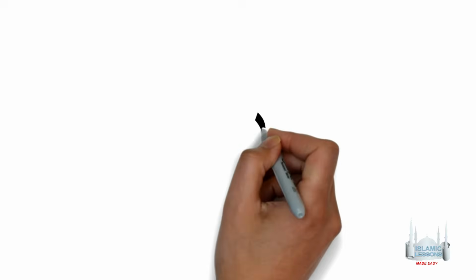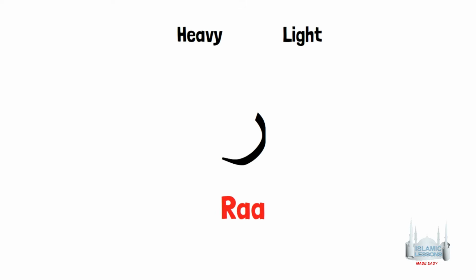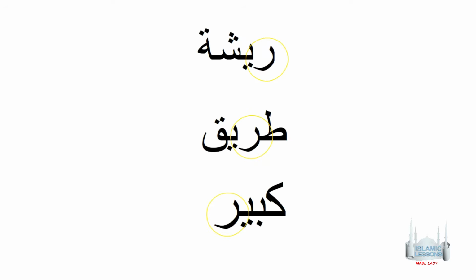end of a word. This letter is called Ra. This letter is sometimes heavy and sometimes light, but we will learn these rules later on once we advance. Ra is sort of like the English letter R, but with a bit of a roll of the tongue. Ra. This is what the Ra looks like at the beginning, like this in the middle, and like this at the end of a word.